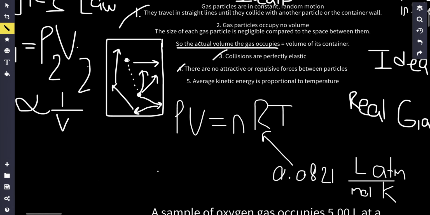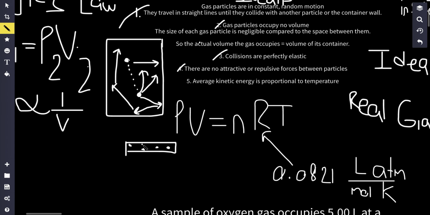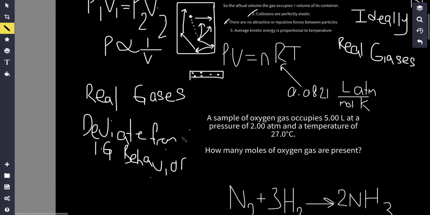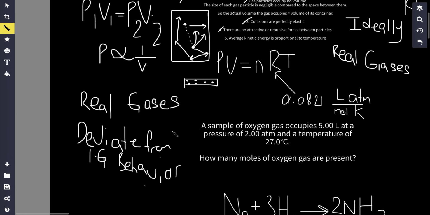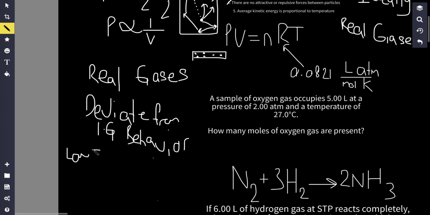This becomes even more pronounced when you have a very small container. If you have a very small container, the gas particles actually take up a significant portion of that volume. And under two conditions, this deviation from ideal gas behavior is more pronounced. Real gases deviate the most from ideal gas behavior under low temperature and high pressure.